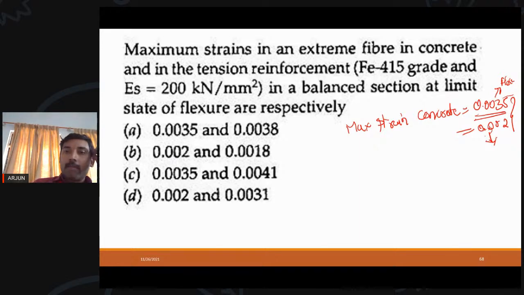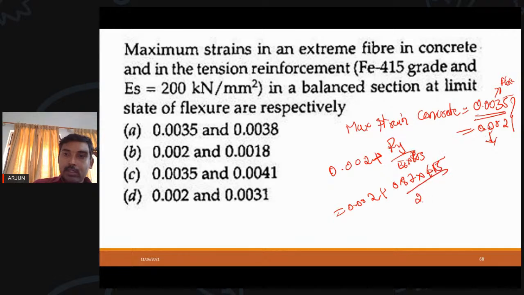In order to find out the maximum ultimate strain in case of steel, we have the equation 0.002, that is proof strain, plus Fy divided by Es into factor of safety. We know that the factor of safety is 1.15 for steel. If you substitute this, it will become 0.002 plus 0.87 times Fy, where Fy is 415, divided by 200 into 10 power 3 Newton per mm square, because everything is in terms of Newton per mm square. So 0.87 into 415 divided by 200 into 10 power 3 is 1.805 into 10 power minus 3, plus 0.002 will be 0.0038. So the correct answer is option A: 0.0035 and 0.0038.